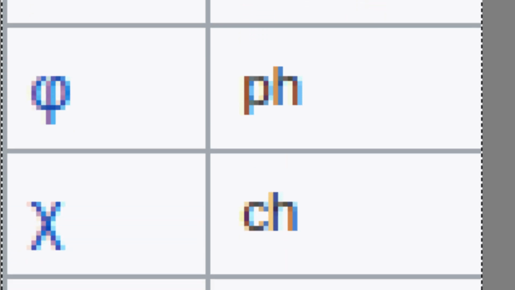Then we have phi, ph. No surprises there. Chi, ch. Psi, ps. And we finish it all off with omega, O with a bar over it.